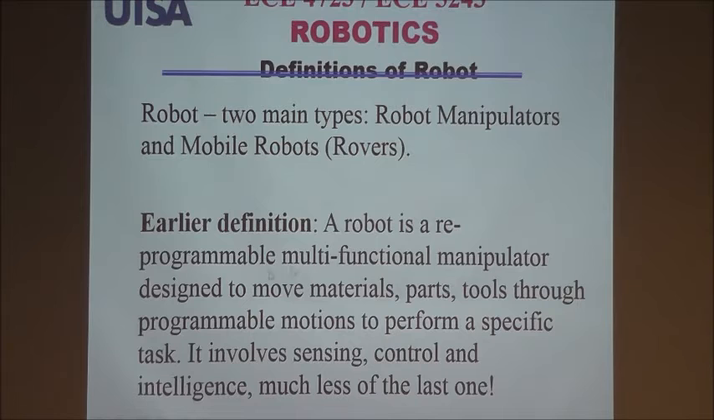So a robot is a reprogrammable, multifunctional manipulator designed to move material, parts, tools through programmable motions to perform a specific task. And it involves multidisciplinary areas: sensing, control, intelligence, computing, now cloud computing, artificial intelligence, of course, image processing, vision, and so forth and so on.